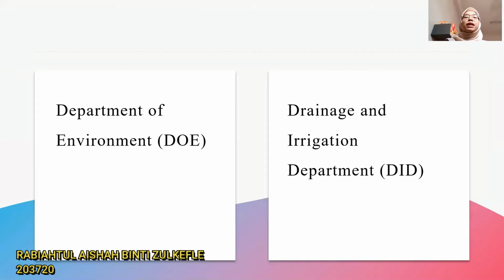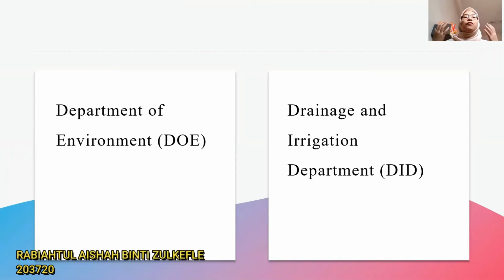Alright. Firstly, the role of the Department of Environment, DOE. The DOE's primary function is to prevent, eliminate and control pollution as well as to improve the environment in accordance with the goal of the Environmental Quality Act of 1974 and the regulations that accompany it.